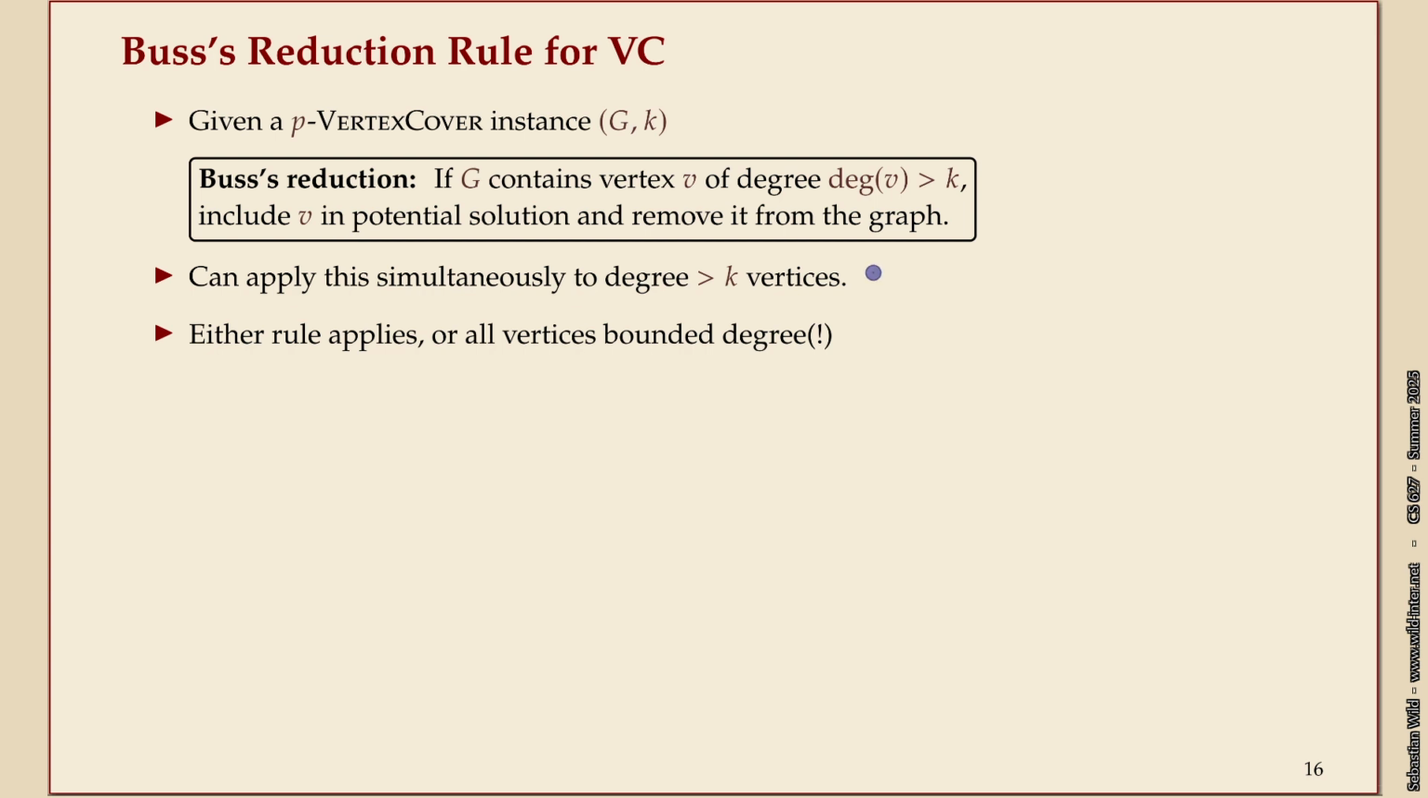You can think about the next point. You can apply this rule simultaneously for all vertices. You don't have to apply it one by one. You can in one shot get rid of all the vertices of degree larger than k, because the reasoning will be the same for all of these. Neither of them can include all the neighbors, so you have to use all those vertices.